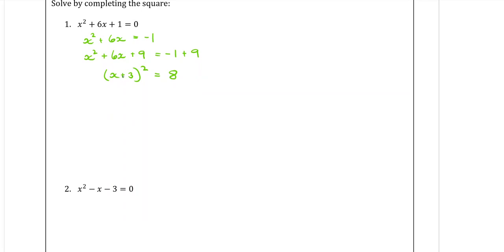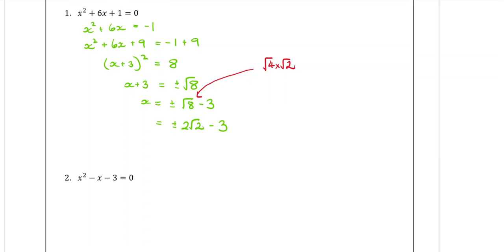Then I get rid of all the stuff with the x. So the first thing I do is get rid of the squared by square rooting. That would give me plus or minus square root of 8. Then move the 3 across to the other side. So plus or minus square root of 8 minus 3. The square root of 8 can be simplified. It is square root of 4 times square root of 2, and the square root of 4 makes 2 root 2. Plus or minus 2 root 2 minus 3 is the answer.